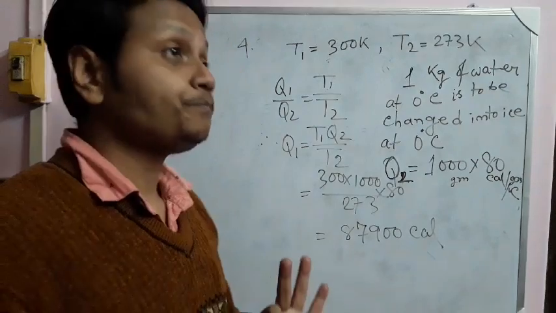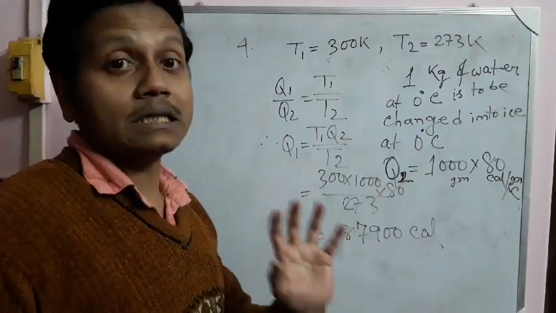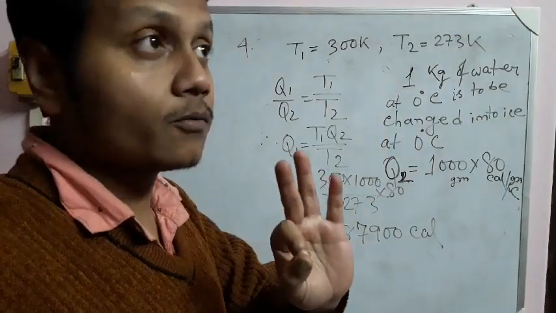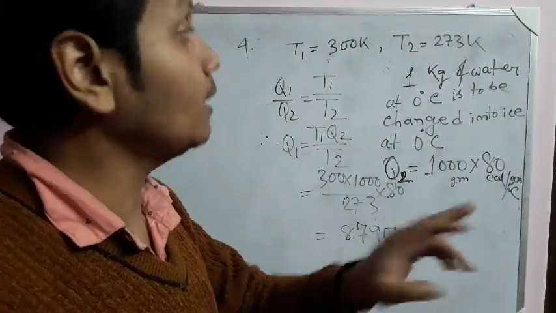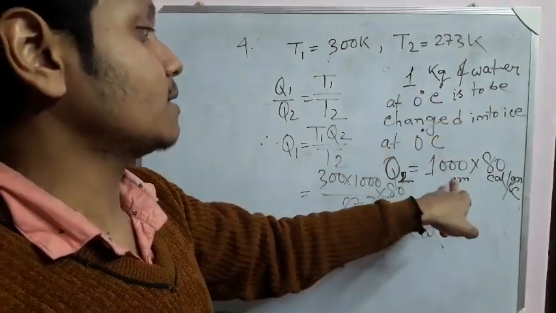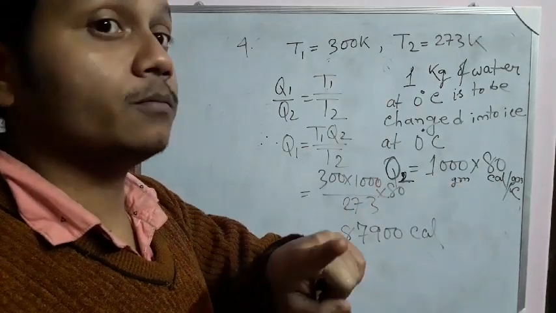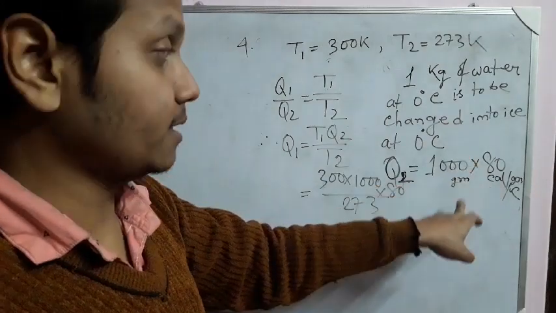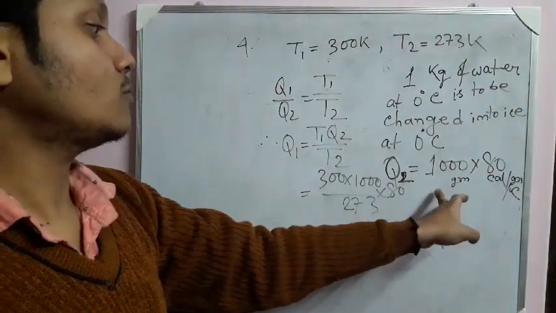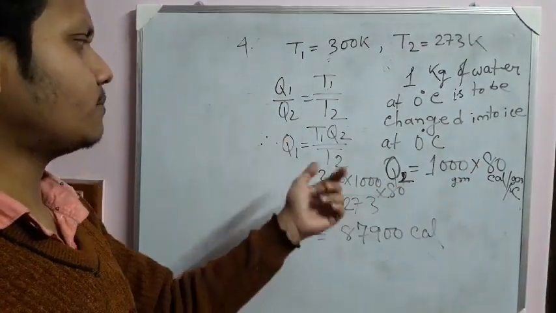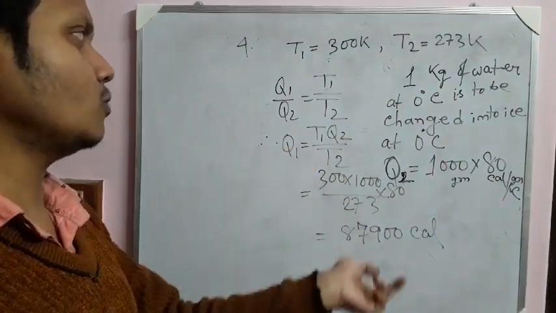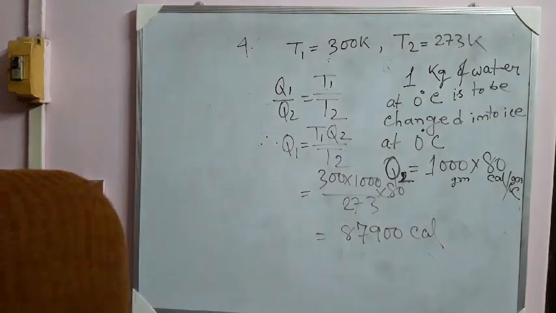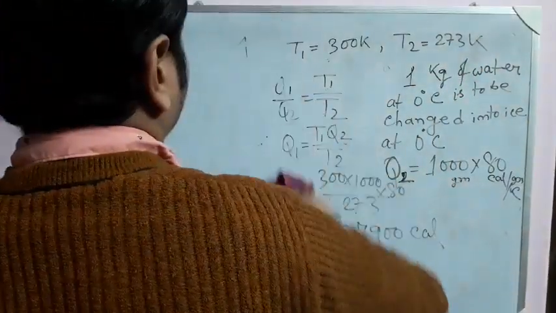What will be the amount of heat drawn from the sink? We all know the formula of latent heat, M into L. M is given as 1 kg, that's 1000 gram, and L is 80 calorie per gram. So you have to understand this, and thereafter you can get the value of Q1 by knowing this formula. Okay, thank you. So this is the fourth.